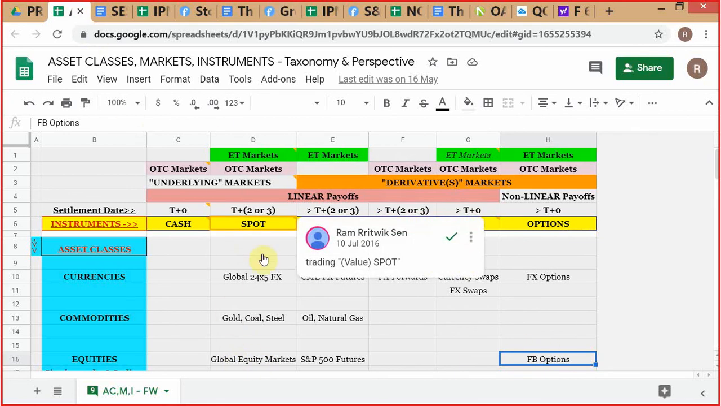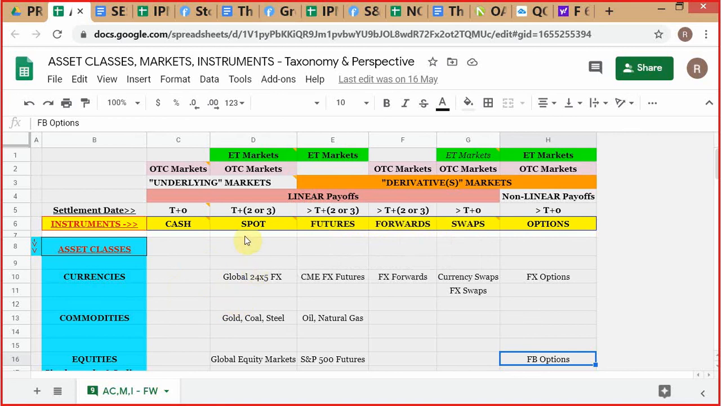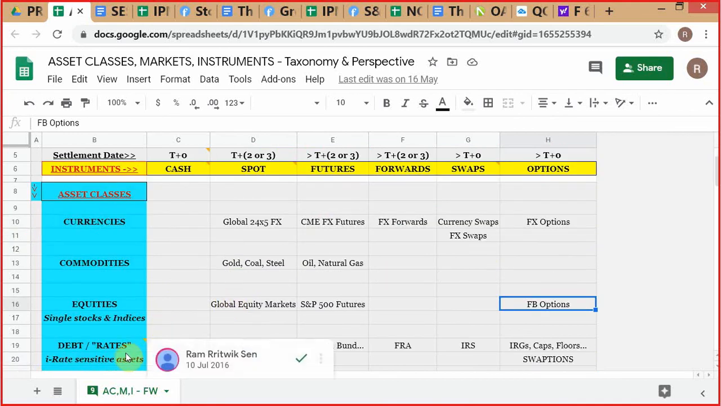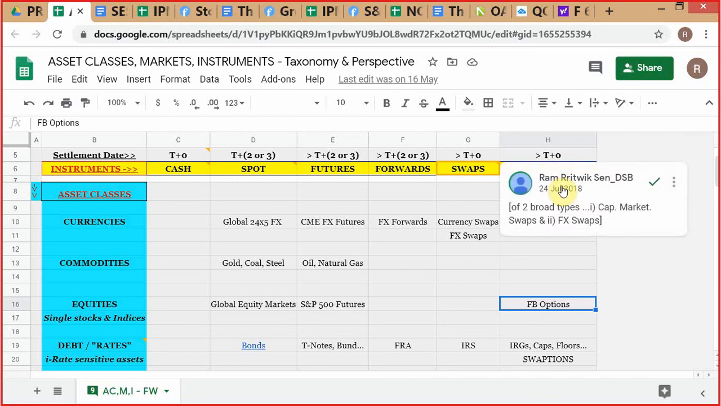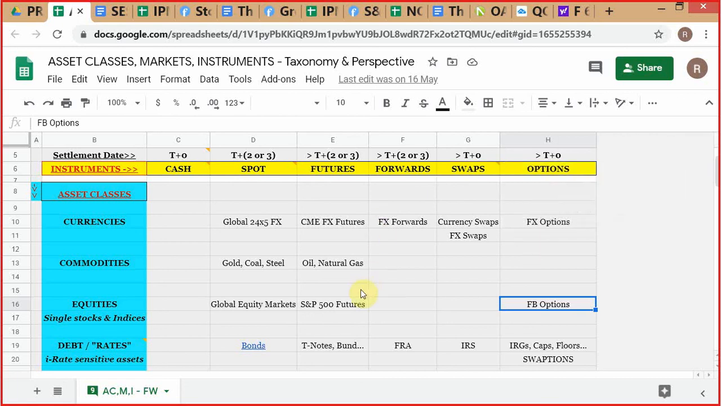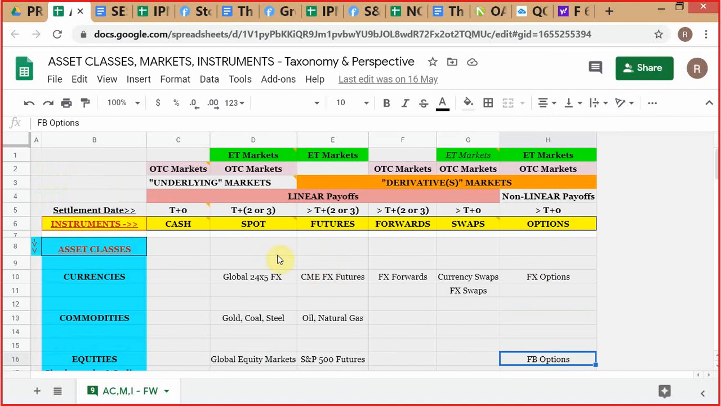So the important thing to understand here is that these are all instruments. You may hear these terms being thrown around. Sometimes you'll see people saying equities, debt, futures and options. You'll see sometimes there are actually books where they have this kind of classification. This is not correct actually, because equities and debt are asset classes and futures and options are instruments. So you should not be mixing the two.